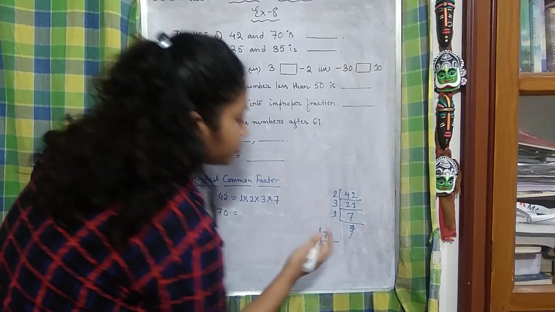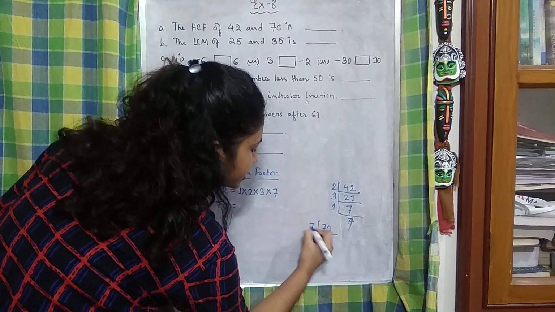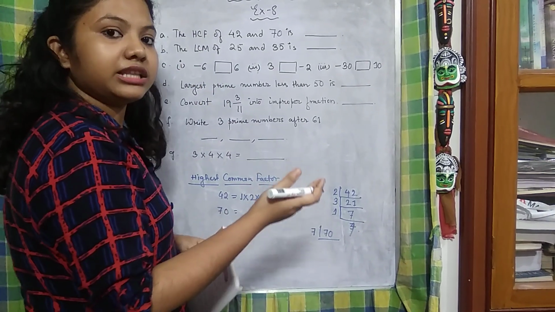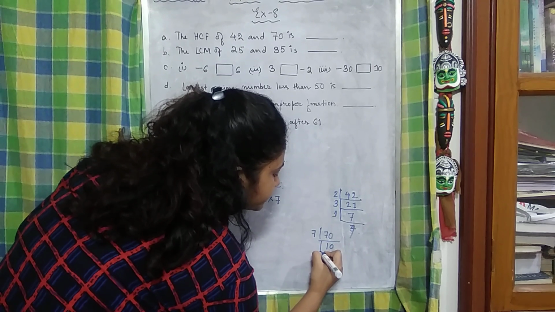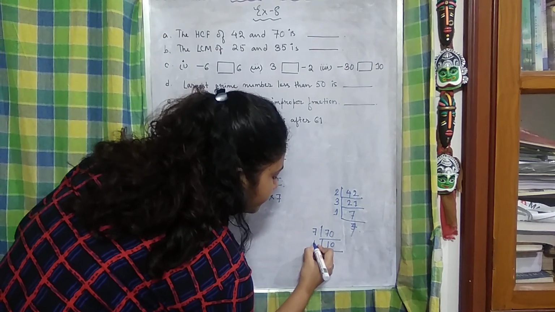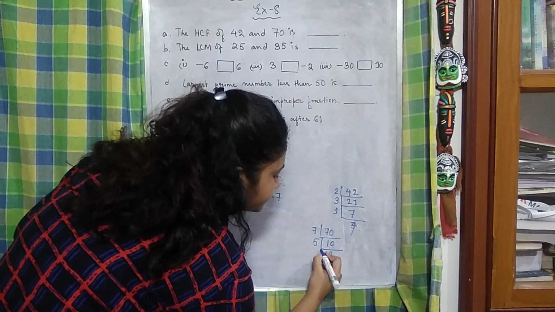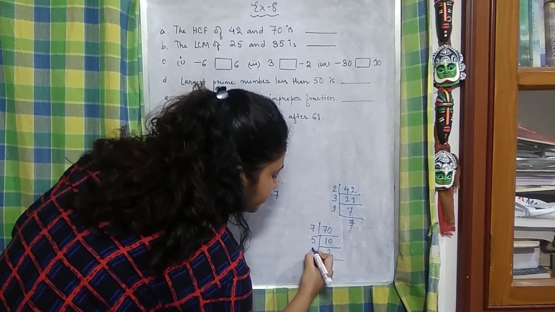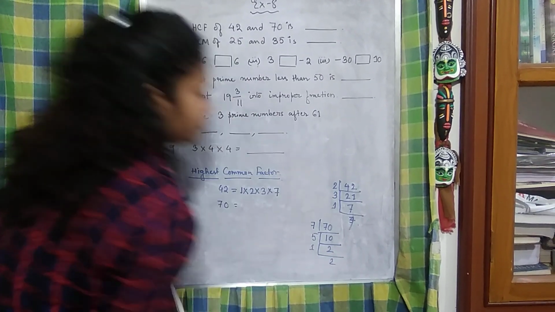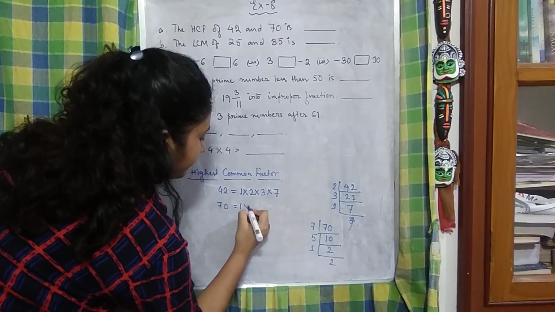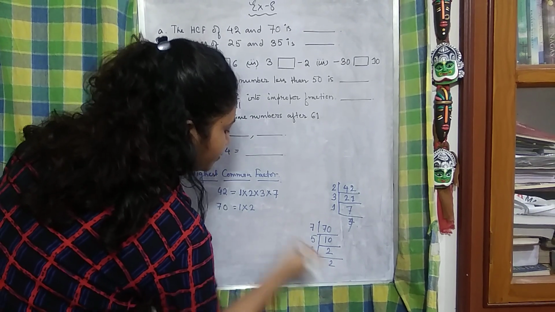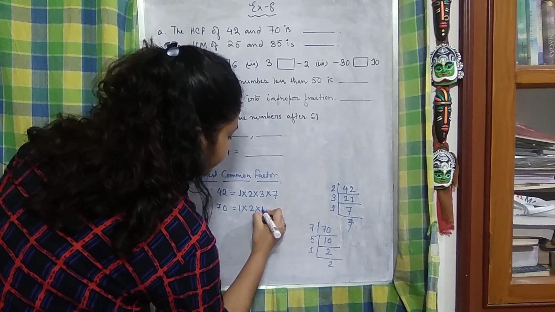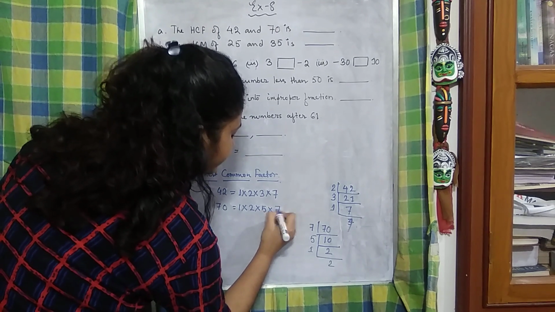Okay. Now similarly we are going to find the factors of 70. Firstly, 70 can be divided by 7. It gives 10. Then 5 2s are 10. When 2 is divided by 1, it gives 2. Let's multiply the factors once again: 1 into 2 into 5 into 7.